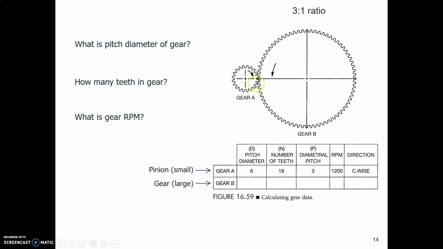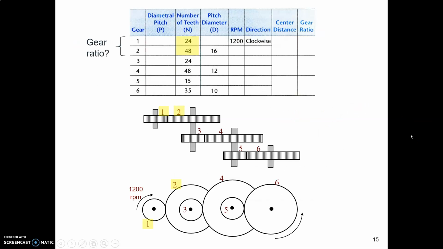And now, what about the diametral pitch? It's a 3:1 gear ratio. If the diametral pitch on the pinion is 3, what is the diametral pitch on the big one? Ha ha, trick question. It's also 3, because diametral pitch is just the tooth size. So the tooth size on the little one is 3. The tooth size on the big one must be 3. And just thinking about the direction, the little one is turning clockwise, so the big one must be turning counterclockwise.